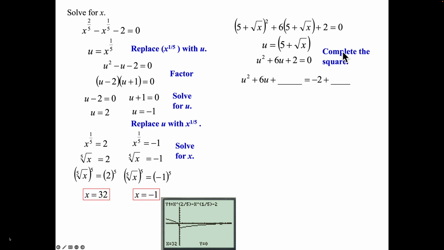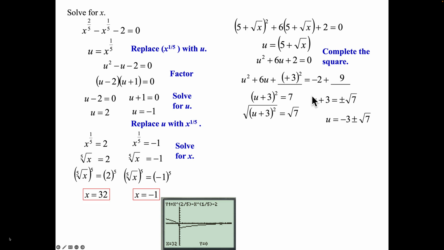So subtract over the 2, put in your plus blanks. Remember, completing a square, we're going to take half of a positive 6, which is a positive 3, squared, which becomes 9. And the two terms that are squared go into your binomial set of parentheses squared. Negative 2 plus 9 is 7. We take the square root of both sides. We get u plus 3 equals plus or minus square root of 7. Subtract over the 3 and sneak it in front of that plus or minus.